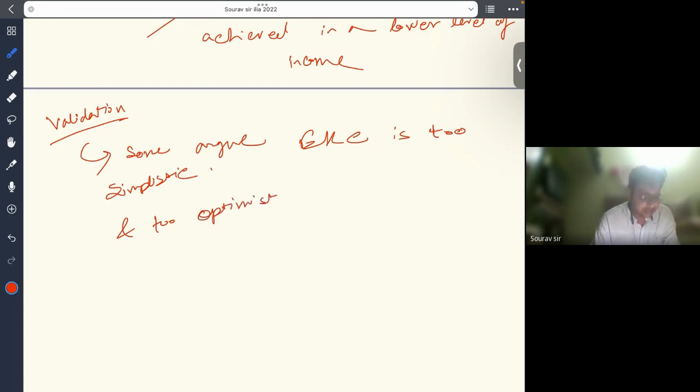So in spite of some criticism, the EKC, or the environmental Kuznets curve, has a significant effect in the theory of economics.